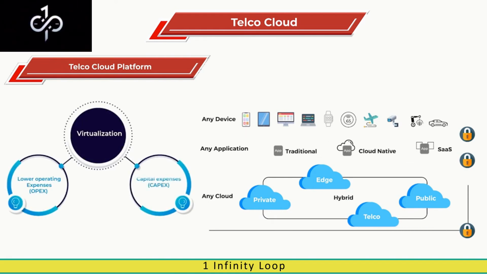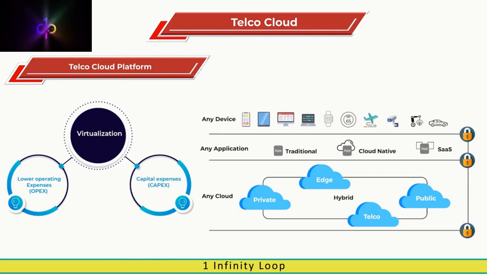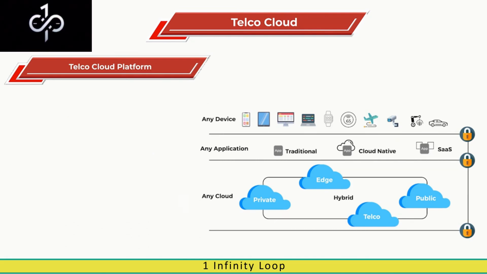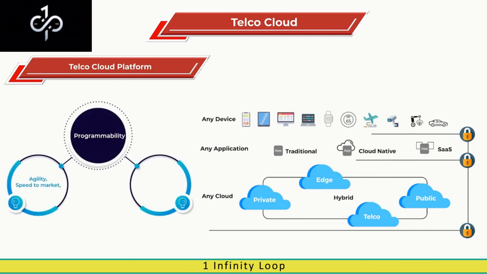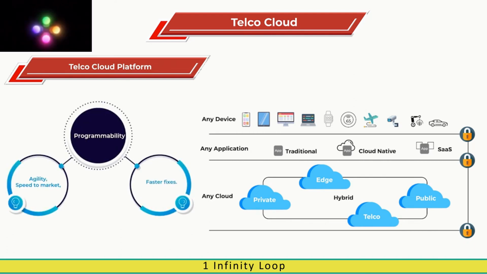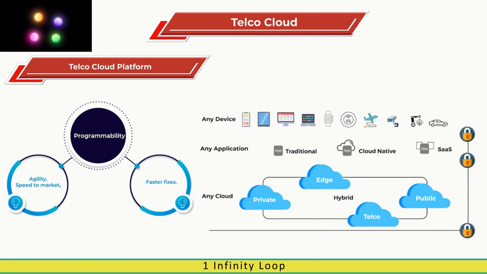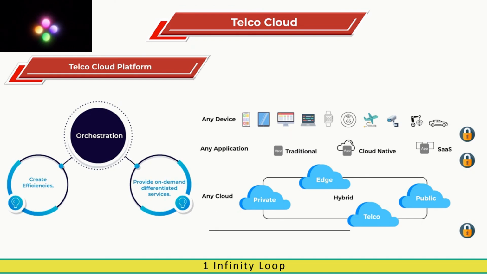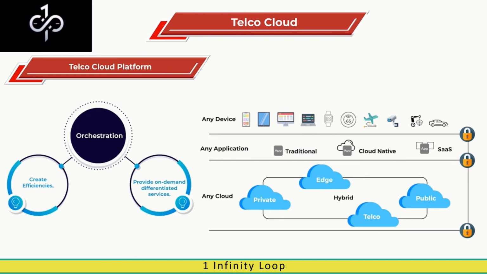By separating network functions from their legacy hardware, greater flexibility is gained with lower operating expenses, OPEX, and capital expenses, CAPEX. Next is programmability. Removing human processes and enabling real-time control of network services provides agility, speed to market, and faster fixes. Next is orchestration. Full automation requires cooperation between the telco cloud infrastructure and the telco cloud automation to create efficiencies and provide on-demand differentiated services. Next is closed-loop feedback.